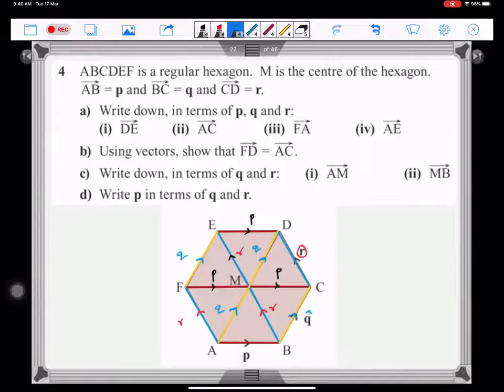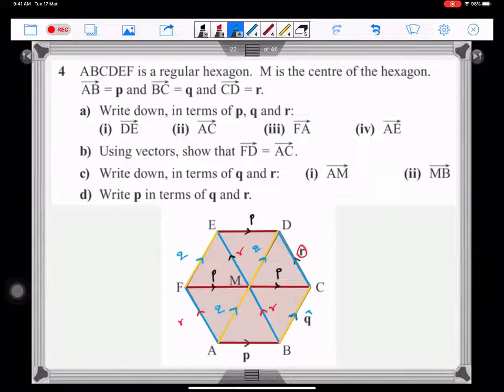And then it says, using vectors, show that FD, where is FD? FD, okay. That's the same thing as AC. We will show it shortly. Write down in terms of Q and R, AM, okay, and MB, okay. We'll also see to that. Write P in terms of Q and R. So now this is a fully involved question. You have to go step by step.